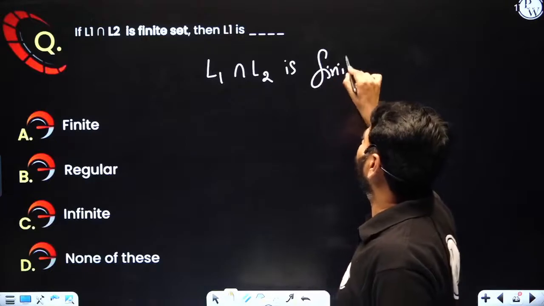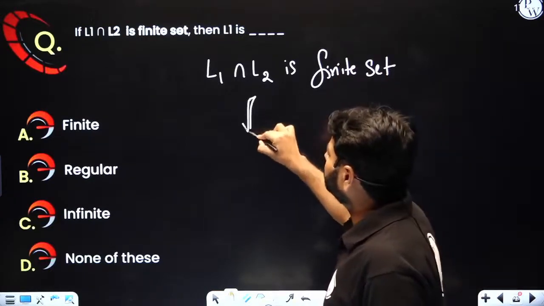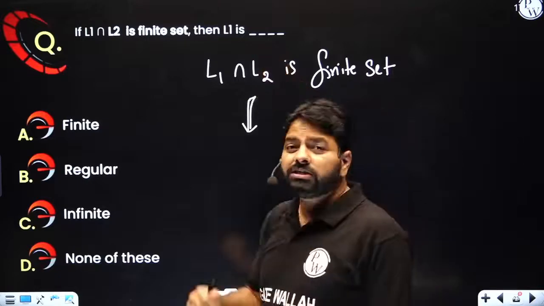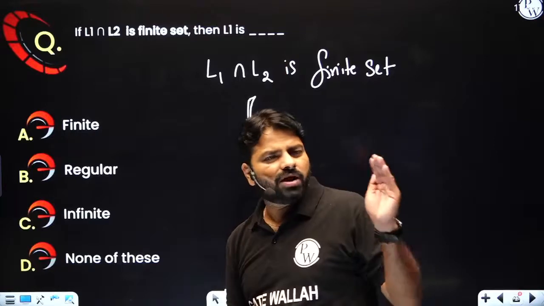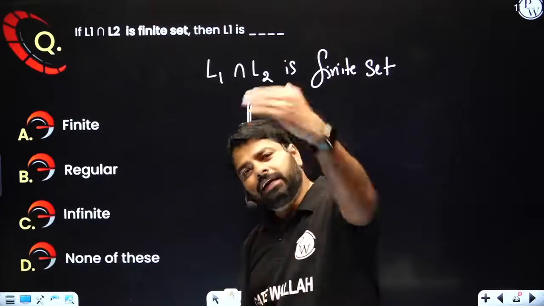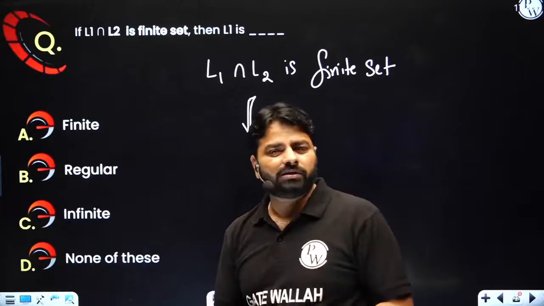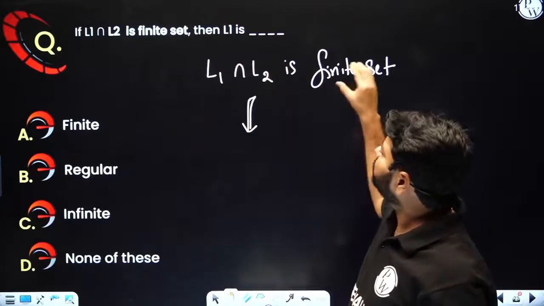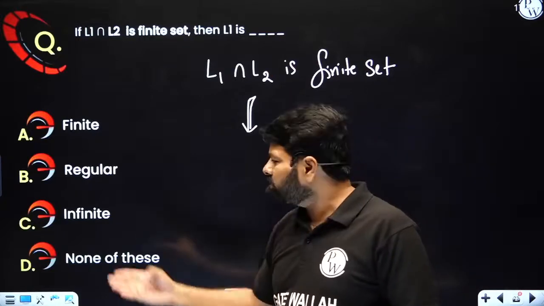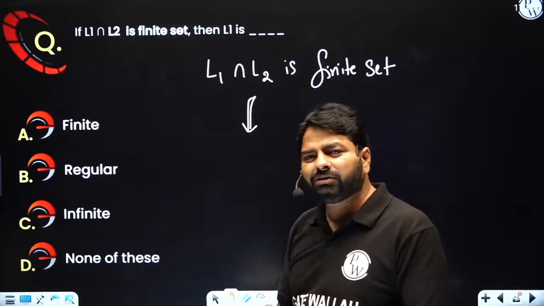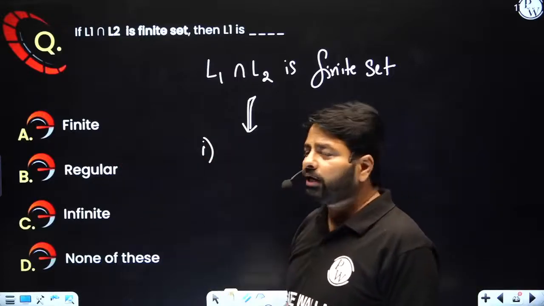Is that guaranteed? L1 is always finite? We know that L1 and L2 both being finite means the intersection is always finite. But now, when the result is finite, is L1 guaranteed to be always finite? You know that L1 sometimes can be infinite. Let me take an example to disprove option A.